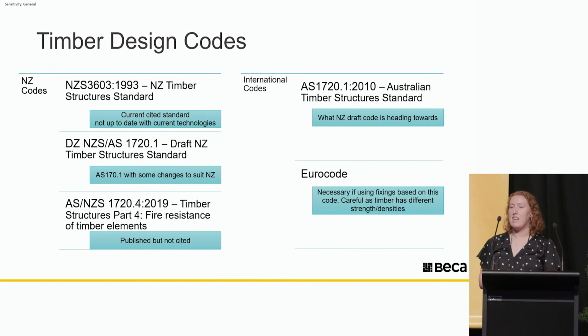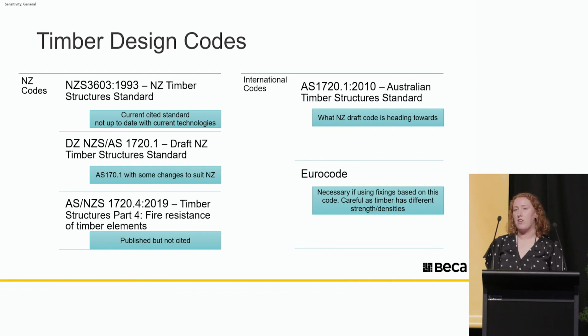New Zealand's current cited standard is from 1993, and engineered timber products have changed a lot since then. A draft standard is out, and this is an adoption of the 2010 Australian standard with some edits to make it more suited for New Zealand, and updates. A fire portion of this standard, 1720.4, was published in 2019, but it's not yet cited.